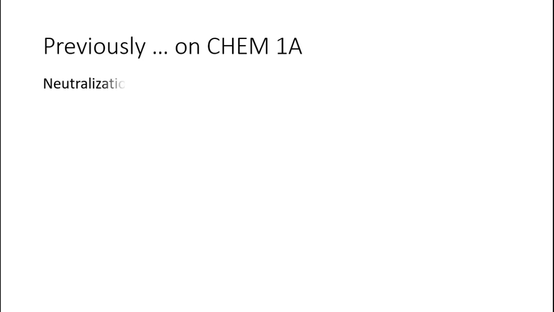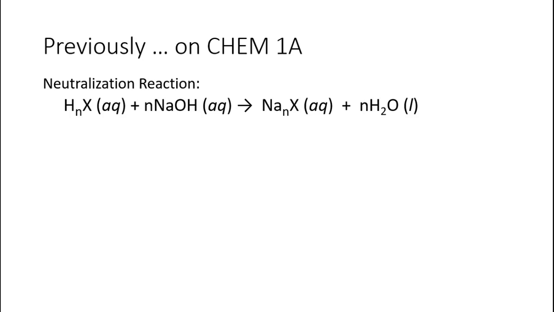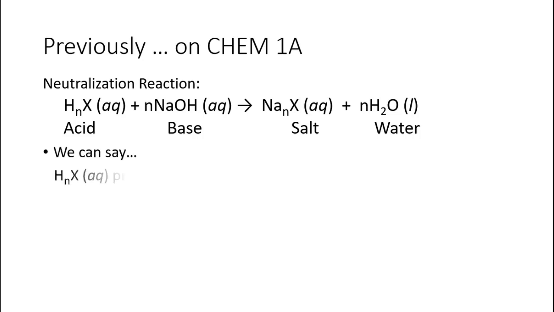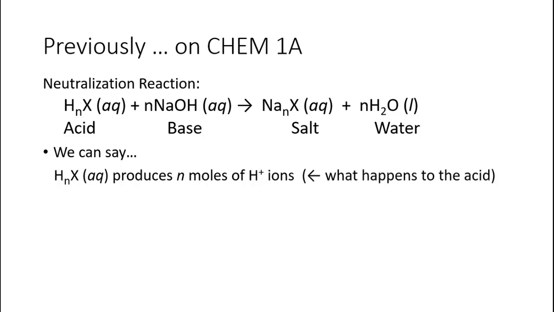Previously on Chem 1A, we studied what is a neutralization reaction. If I react an acid HNX with NaOH, I get neutralization because the acid and base react to form a solution of salt in water. When we observe this equation, we can say that the acid HNX produces N moles of hydrogen ions. This is what happens to the acid.